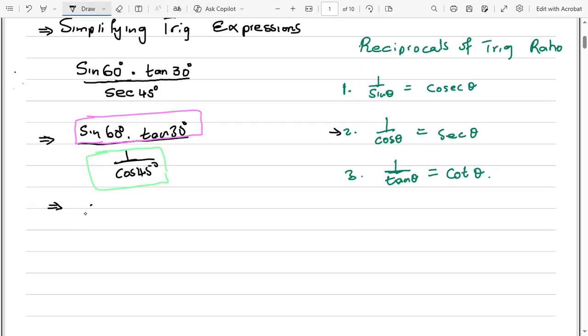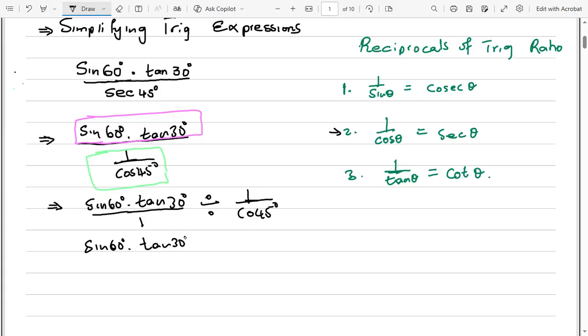So the first one, the one on top, is sine of 60 times the tan 30. You can just take everything and say this is over 1. This is divided by 1 over the cos 45. The aim is for you to change that division into multiplication. When you change the division into multiplication, this will be multiplying by the reciprocal, which is the cos 45 degrees over 1.